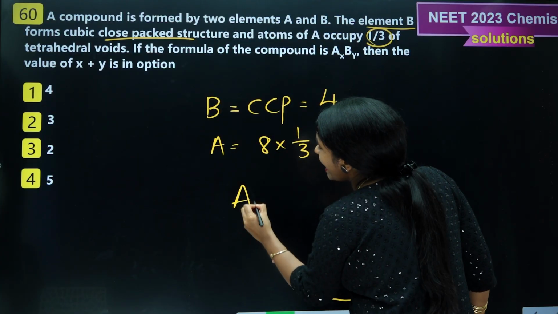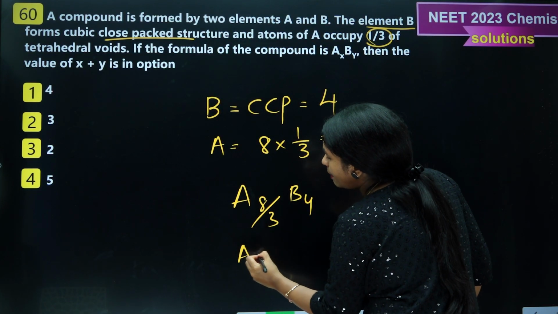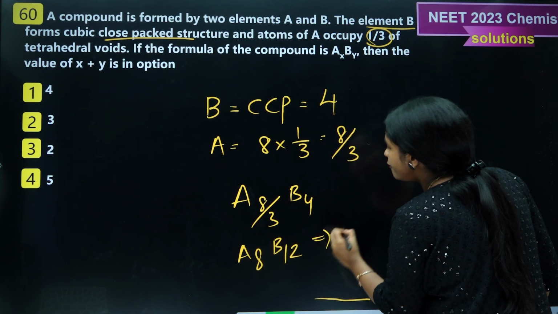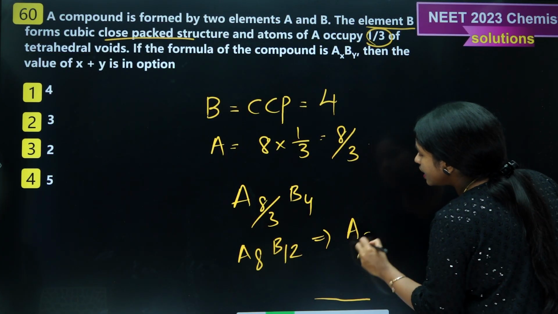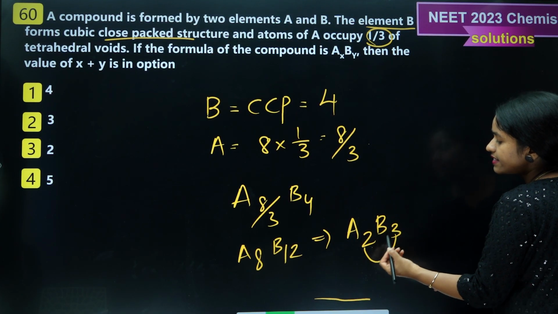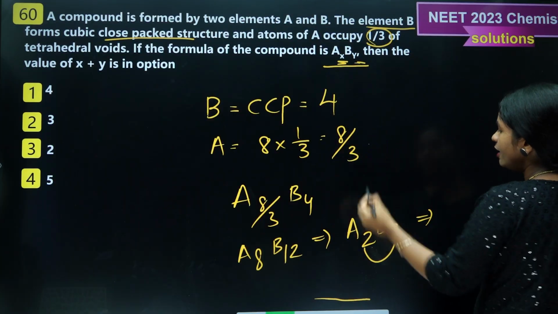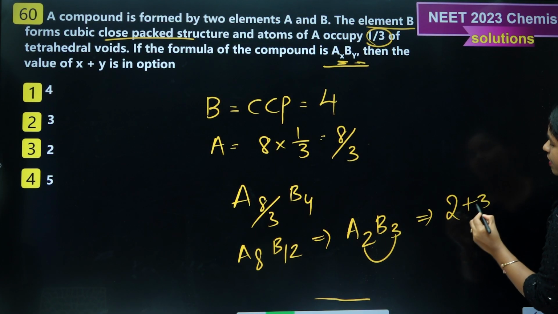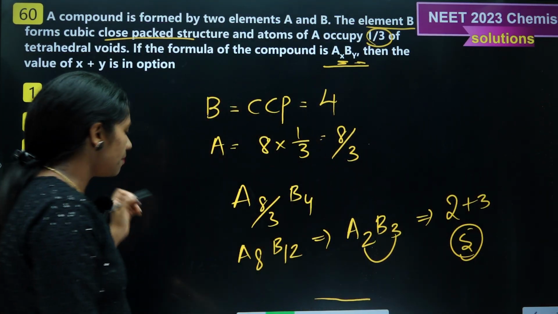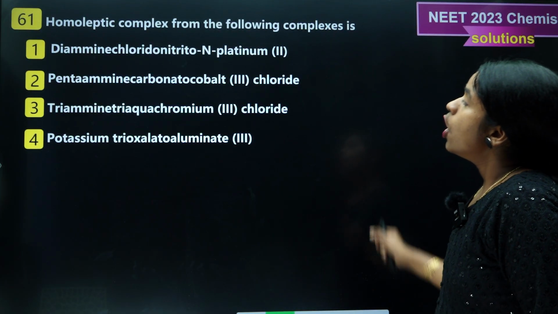Then you check it out. A is 8/3 and B is 4. Now do the cross multiplication. This will come this side. Then 3 4s are 12. Now see, fourth option: 4 2s are 8 and 4 3s are 12. 2 plus 3. They were asking, this is x, this is y in the question. So for AxBy, they are asking the x value and y value, 2 plus 3 is 5. So what is the answer, students? 5 is the correct answer. Option number 4 is the correct answer. Now let us see the next question.